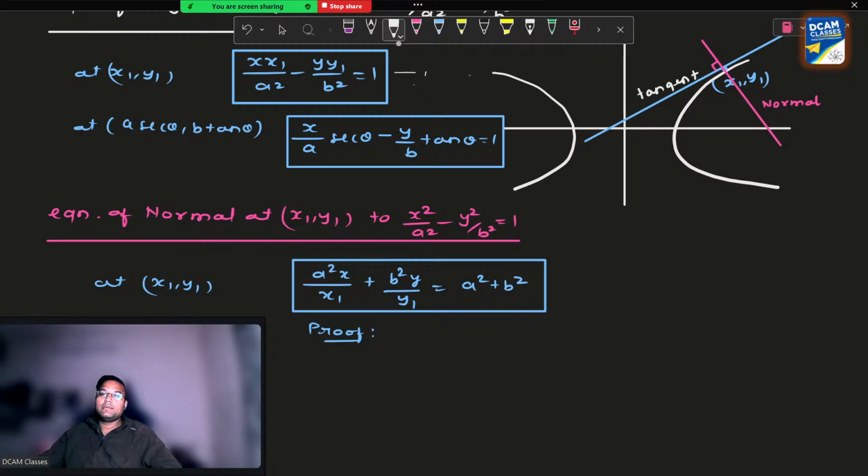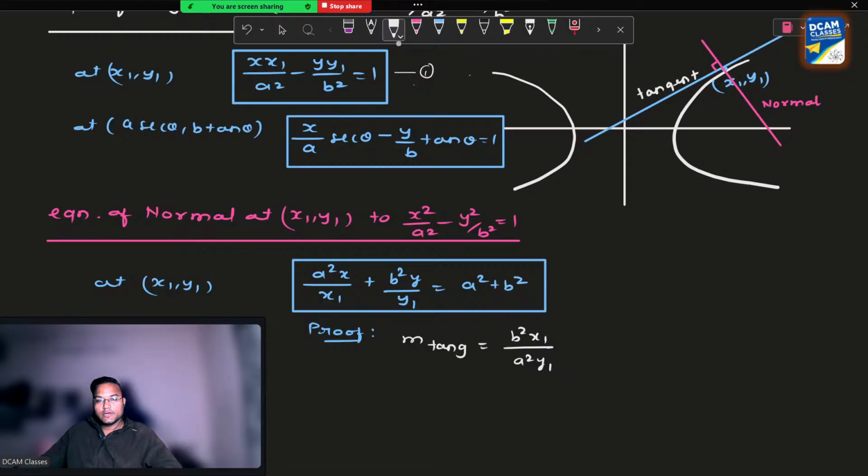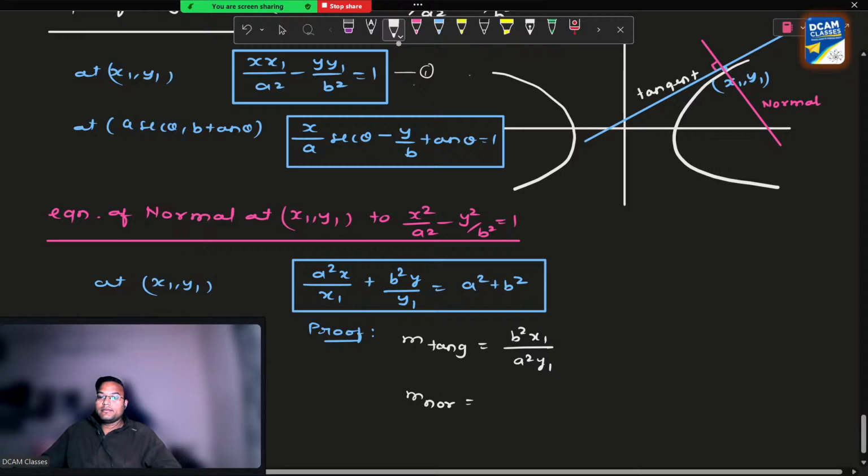From the equation above, what will be the slope of the tangent at x1, y1? It will be b square x1 by a square y1. Correct? So the slope of the normal will be the negative of the reciprocal: minus a square y1 by b square x1.